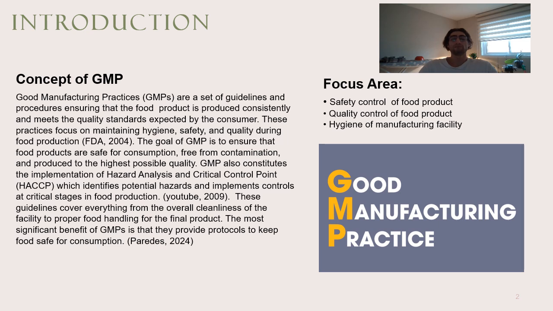Number seven, preventing cross-contamination. To prevent cross-contamination, raw and processed foods must be separated. Raw and processing areas must be effectively cleaned and sanitized, and access to the processing area must be restricted and controlled from other areas of the facility.